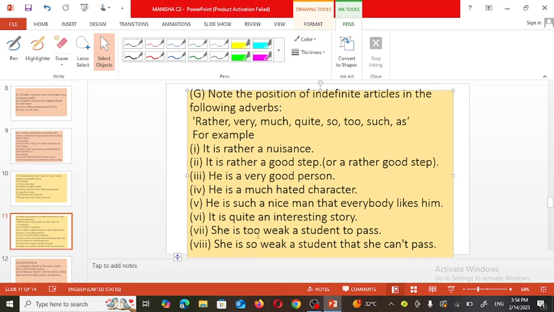Next, she is too weak. She is too weak means she is so weak. She is too weak a student to pass. It means she is such a weak student that she cannot pass. So here, too weak means poor in the study. After that, we have used article a before student. Common. She is a very common student who is weak in the study. So here you are able to observe how we are using indefinite articles with these adverbs.